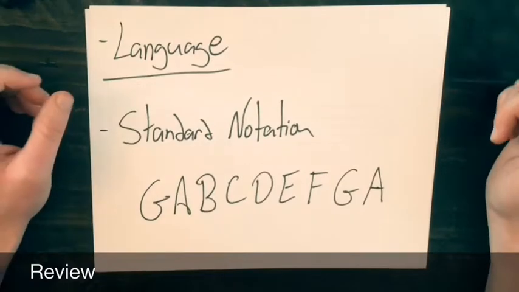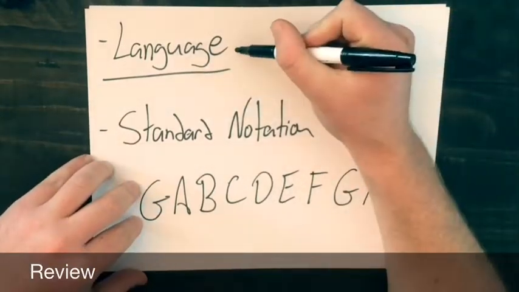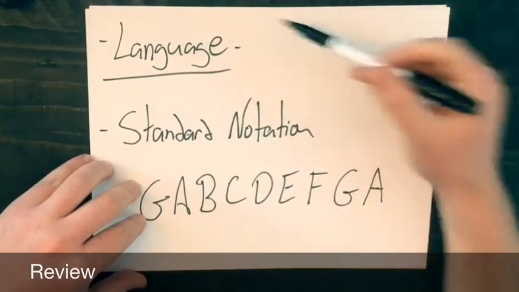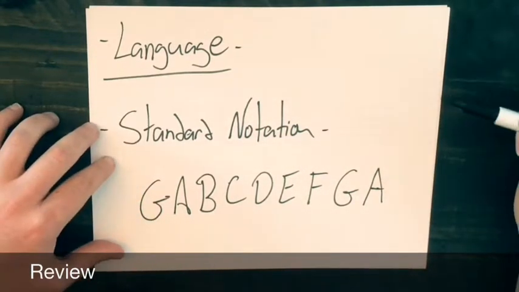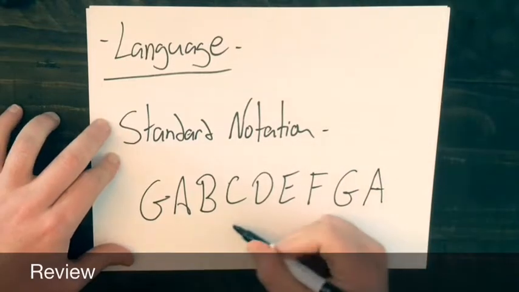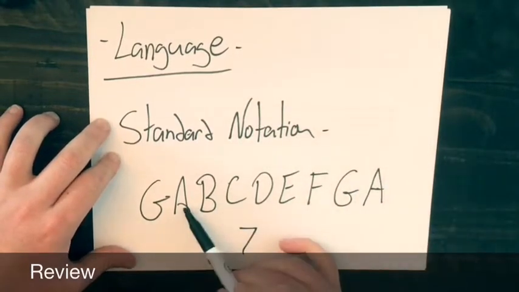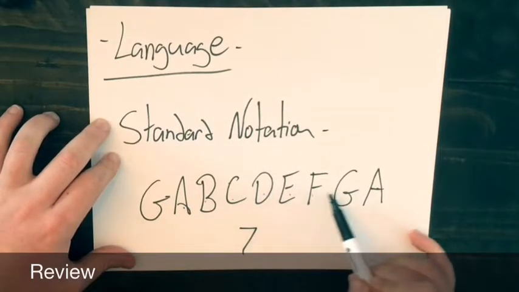So let's just recap briefly. Music is a language. The language that we speak in music is called standard notation. And the alphabet that we use in music is just 7 letters long. A, B, C, D, E, F, and G.